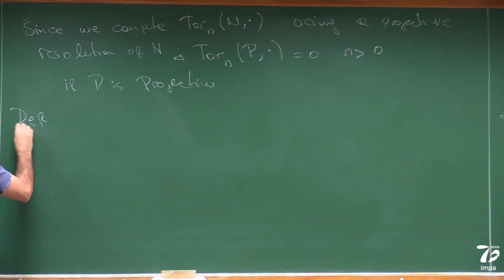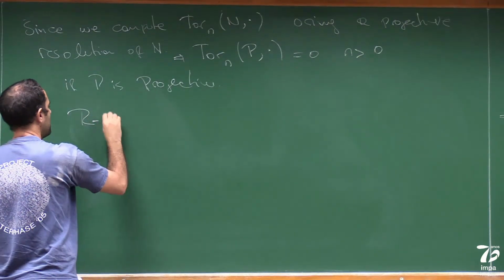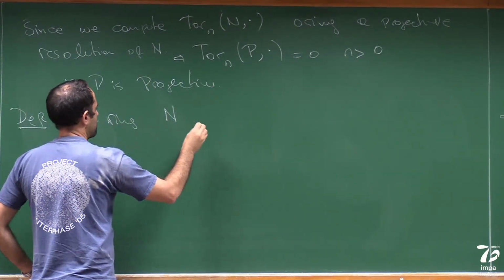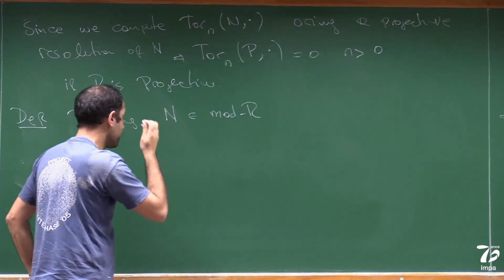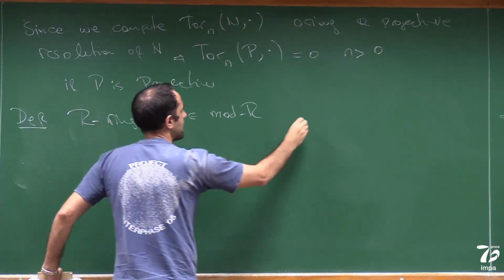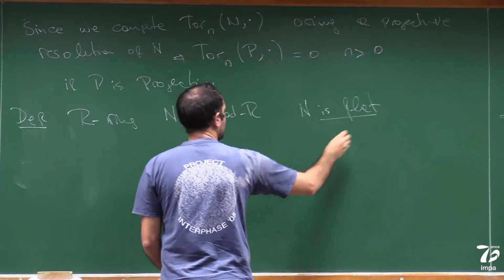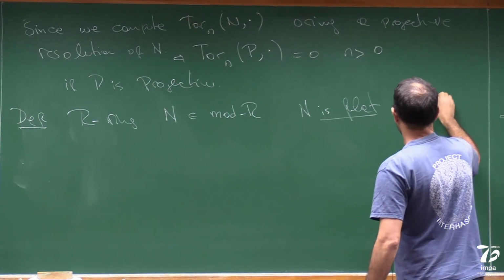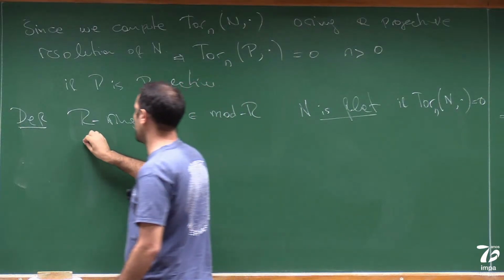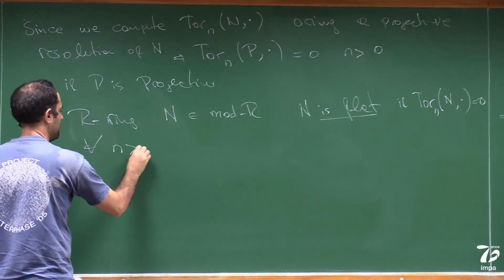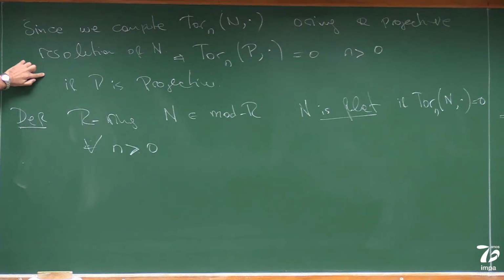Definition: N is flat. Now it's for an arbitrary ring and an arbitrary module. So R is a ring, N is a right R module. And the same definition, of course, works for left R modules. But for an arbitrary ring and an arbitrary module, N is flat if Tor_n(N, M) is equal to 0 for every n bigger than 0. So bigger or equal than 1. And this statement says that projective modules are flat.